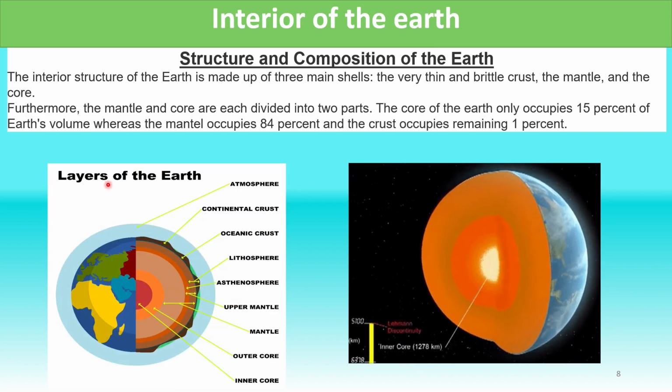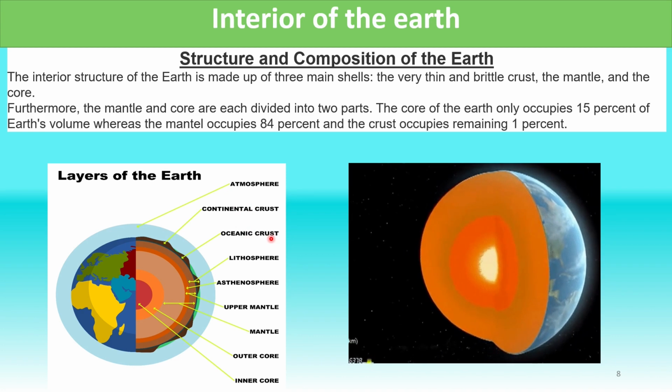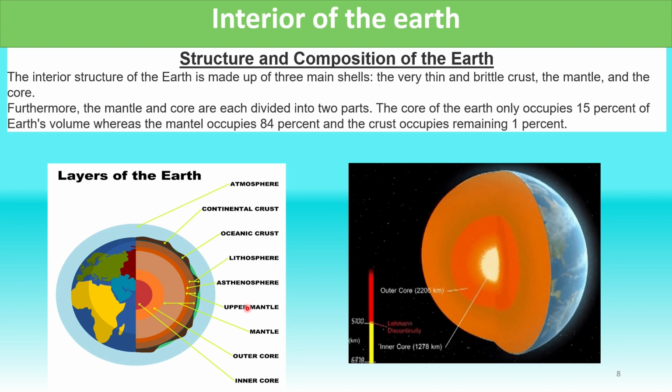Here we can see the layers of the Earth: continental crust, oceanic crust, lithosphere, asthenosphere. Actually, lithosphere contains the continental crust, the oceanic crust, and the upper part of the mantle. Asthenosphere is the upper part of the upper mantle, and below the upper mantle we have the lower mantle. Together it is called mantle, upper mantle and lower mantle. Together it is occupying the largest portion of the interior of the Earth. And then we have the outer core and the solid inner core.